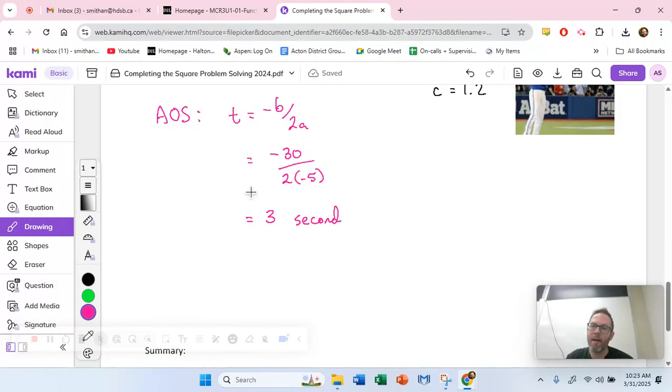This isn't the maximum height. This is the time it takes to reach that maximum height. And now you guys can finish it off, finding the height after 3 seconds. You know what? I'll just do it with you guys. So minus 5 times 3 squared plus 30, our initial speed, times 3 plus 1.2.